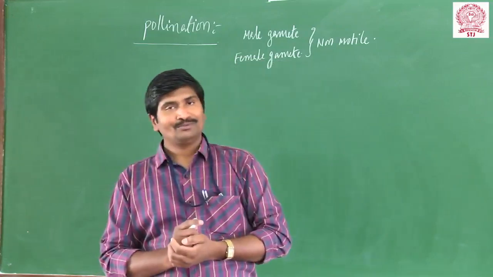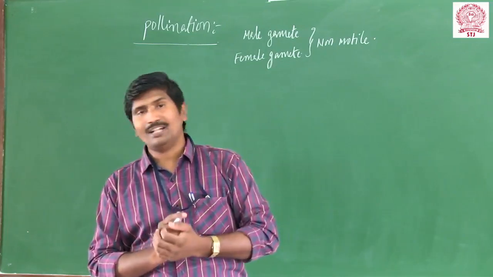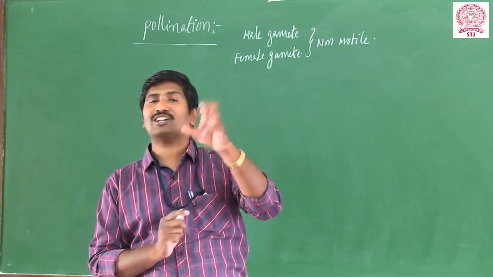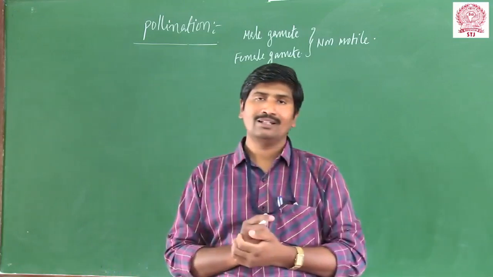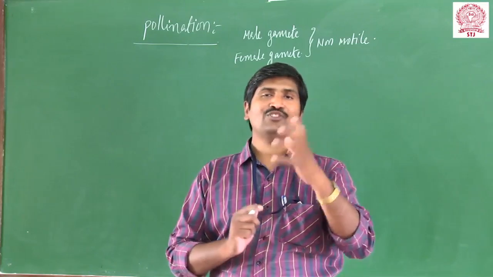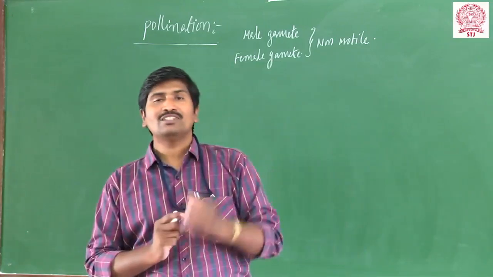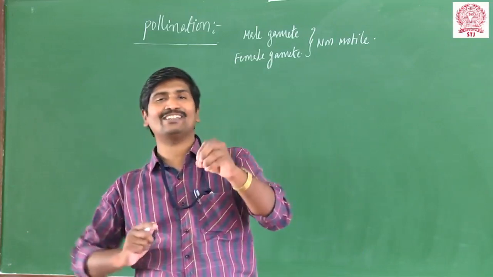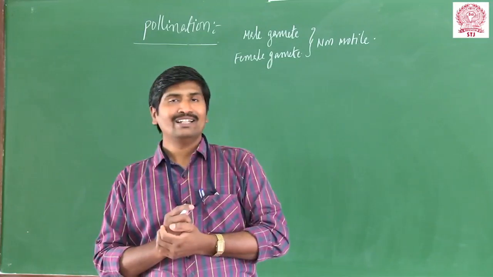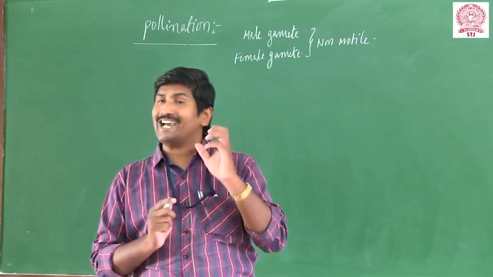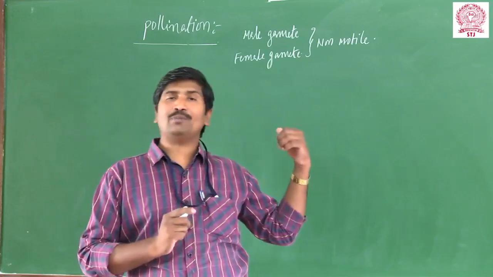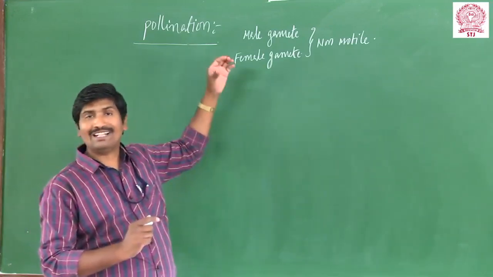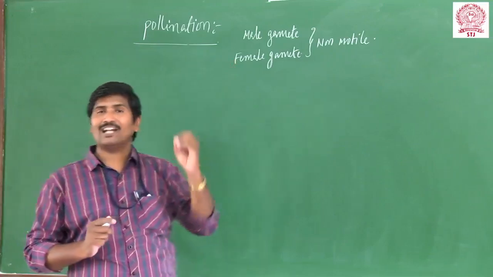What is meant by direct pollination? The pollen grains land directly on the ovule. The best example is gymnosperms. In gymnosperms, the ovules are naked, that's why the pollen grains land directly on the ovule. In flowering plants, the pollination is indirect because the pollen grains land on the stigmatic lobe.